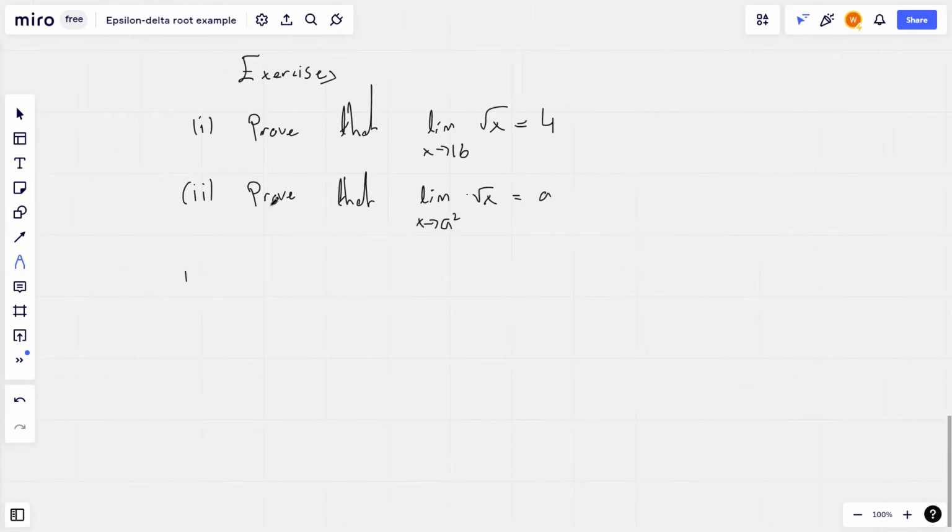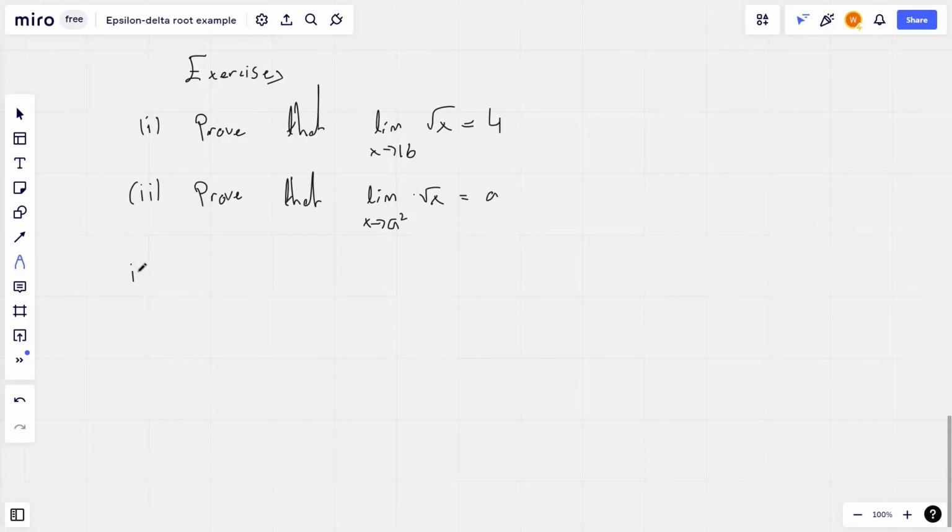Third exercise, this one's a little bit harder, so I'll add a star as a challenge exercise. Prove that the limit as x goes to 8 of x to the 1 over 3, so the cube root, equals 2.